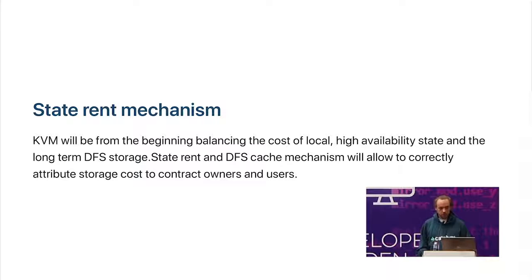That state rent mechanism will allow smart contracts themselves to pay for hosting within that global state. Once you've stopped paying for your place within the global state, you'll be evicted. So this is a way of combating a lot of that state bloat that we see already in the existing EVM models.